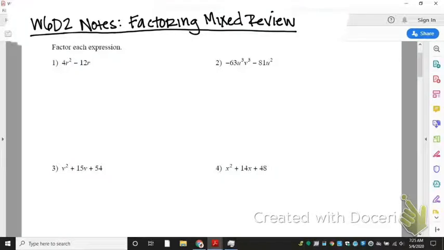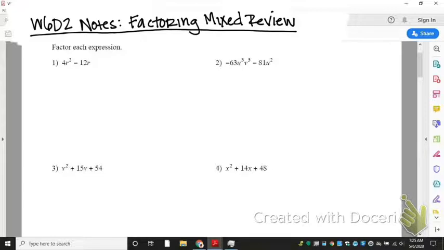Welcome back. Algebra 1A. This is the last lesson for week 6. Today we're just going to review factoring, all of its different versions, starting from greatest common factor to factoring a trinomial to difference of squares and also solving all of those things. So this should be pretty quick.